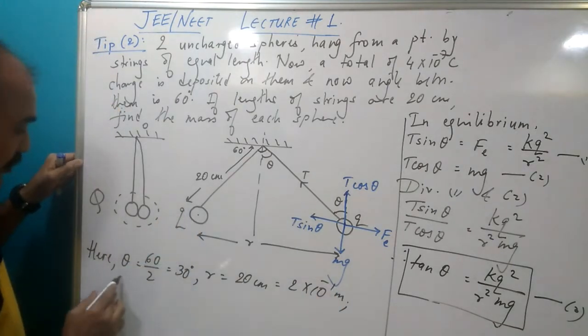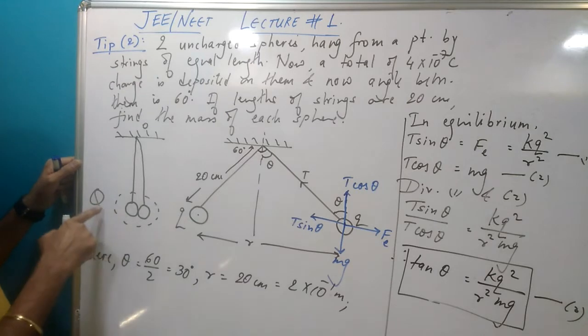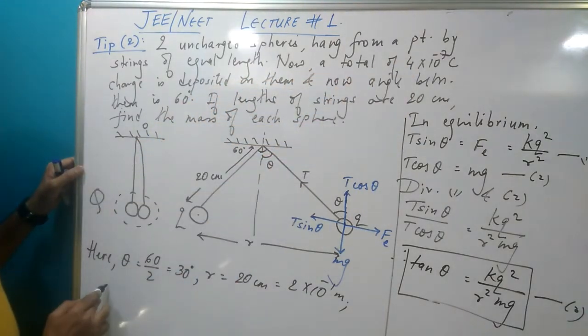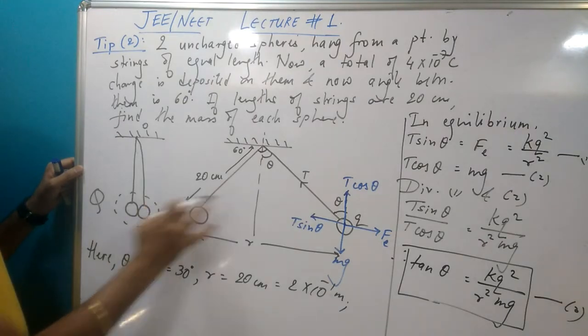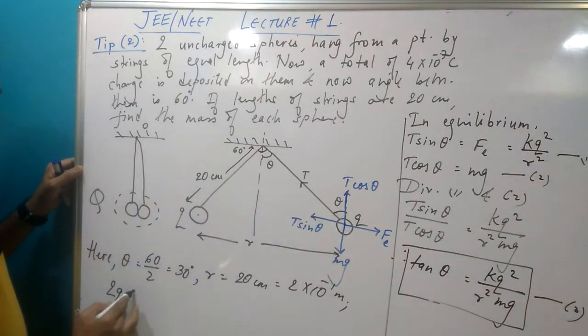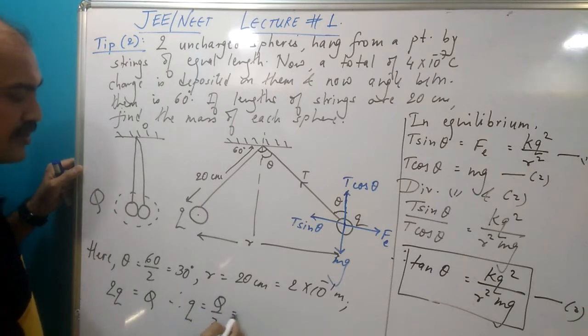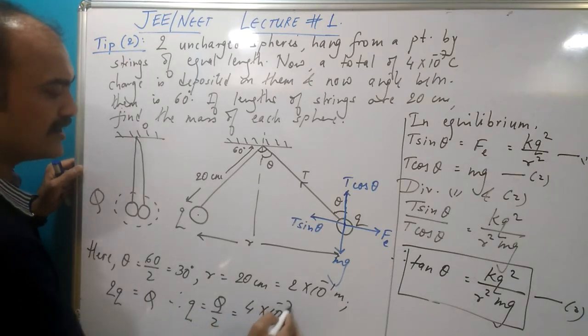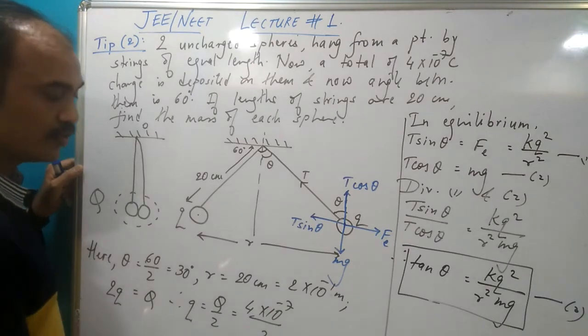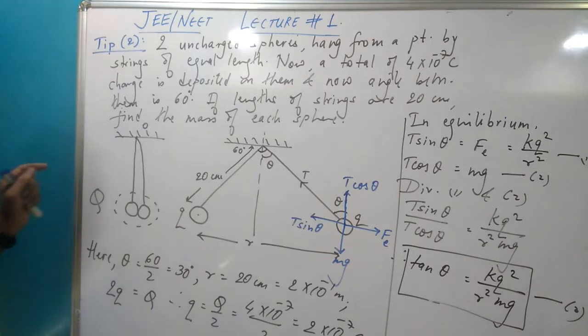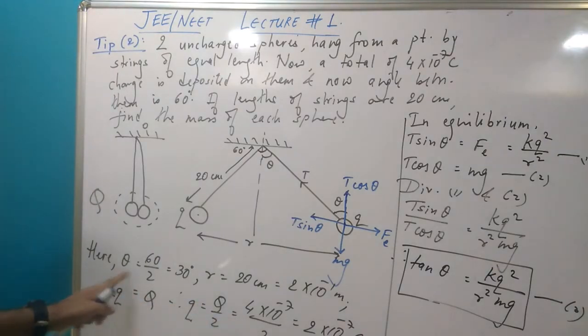And what else do we have? Q. This is an important idea. How much was the total charge? 4 into 10 raised to minus 7. So Q plus Q is 2q, which is equal to Q. So how much is small q? Isn't it Q by 2? Which is 4 into 10 raised to minus 7 by 2, which is 2 into 10 raised to minus 7 coulomb. And we are going to use equations 1, 2, 3 data in that, and we are going to find m.